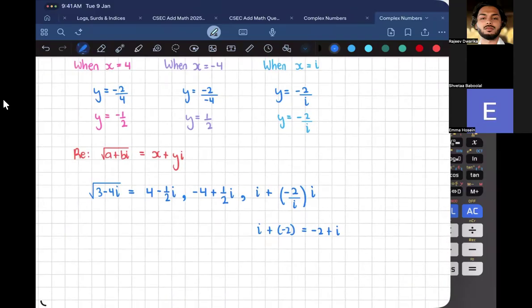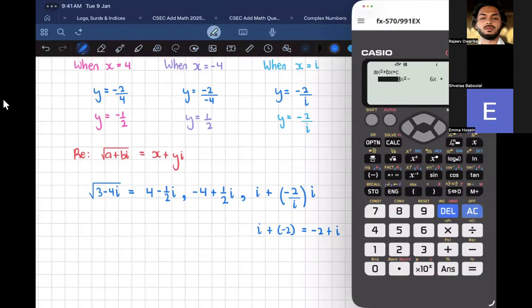But let me check something. Let me show you how to check if your answer is correct. I have to put the calculator in complex mode first: press mode, press menu, press 2, and it's in complex mode. If I square any of my answers, what am I supposed to get?